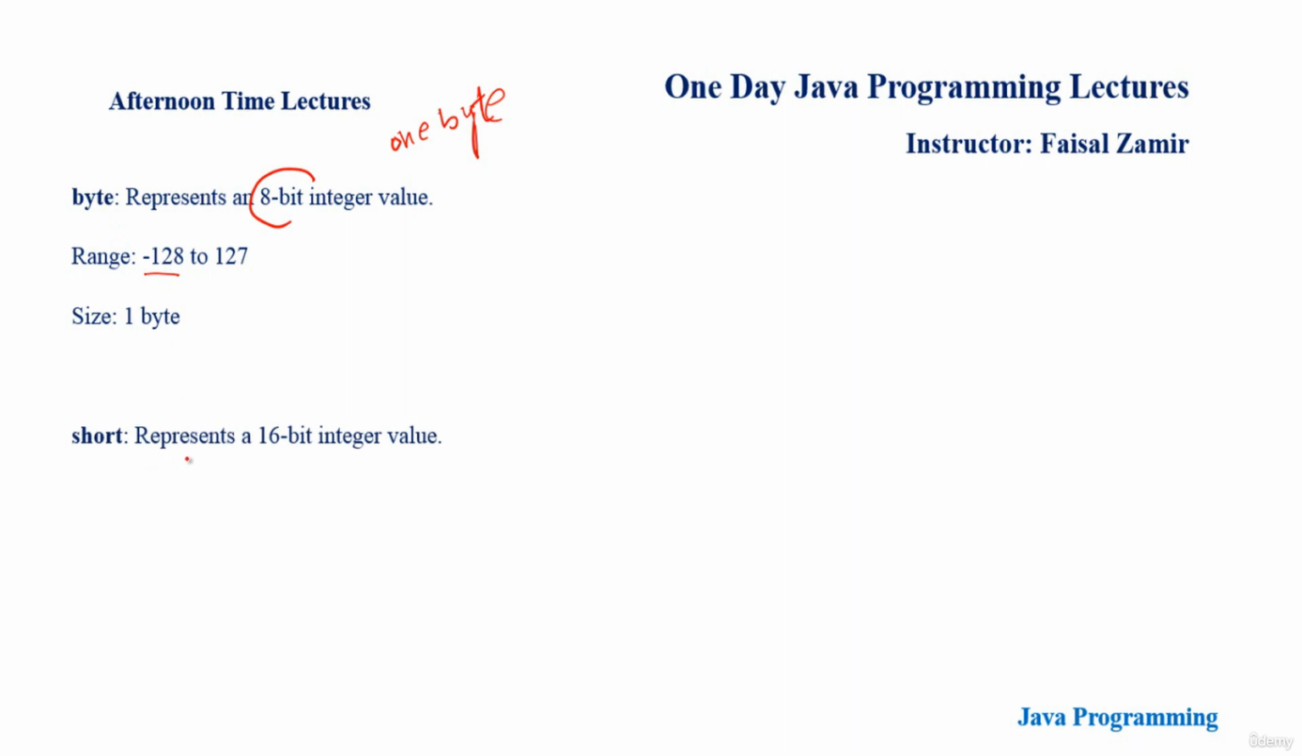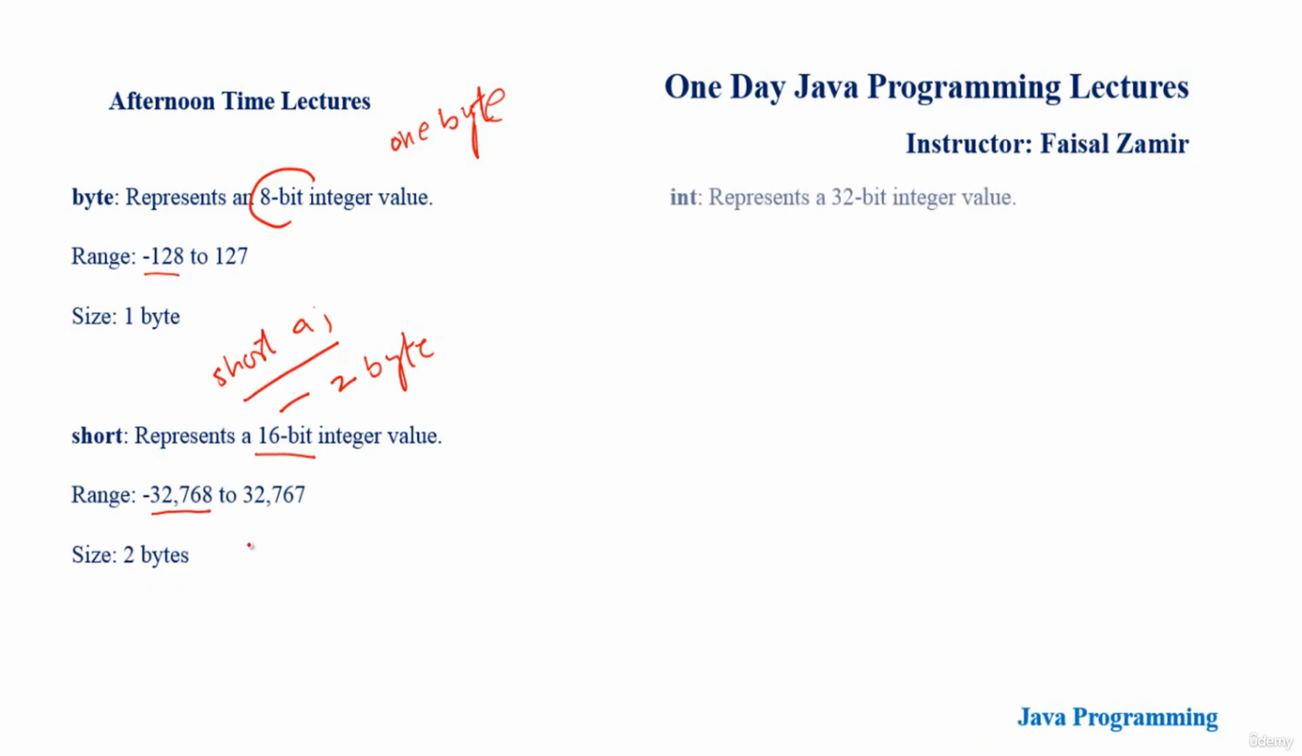Another is short. It is a 16-bit integer, that is equal to 2 bytes. You know that 8 bits equal 1 byte. You can see its range, and its size will be 2 bytes. For example, when I declare any variable with short, when I write this line of code, 2 bytes of memory will be allocated for this variable with the short data type.